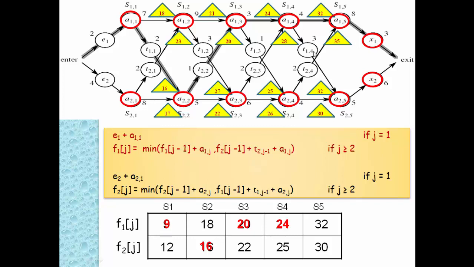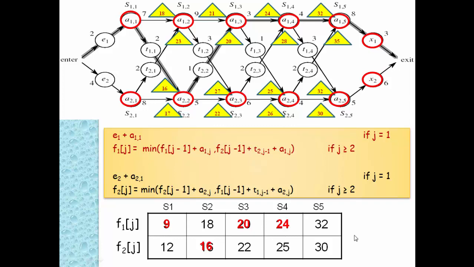But when we choose this path, our answer will be 30, and 30 plus our exit gate required time, that is 6. So 30 plus 6 is 36. So the total time required by our car will be 36. So when we choose this path, the required time will be 35. When we choose this path, the required time will be 36. So definitely we have to choose this path, right?